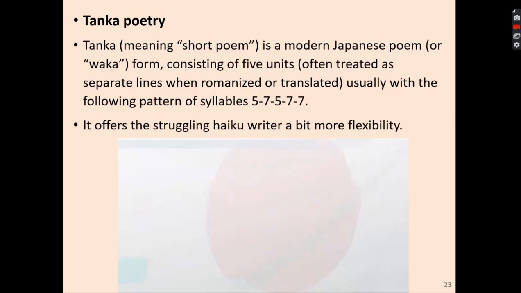Okay, so we also have another type of poetry, and it is the tanka poetry. Tanka means a short poem. And just like haiku, it also originates in Japan. It's a modern Japanese poem or waka. It consists of 5 units, often treated as separate lines when romanized or translated, usually with the following pattern of 5-7-5-7-7. This pattern is our syllables, okay? So 5-7-5-7-7. It offers the struggling haiku writer a bit more flexibility.